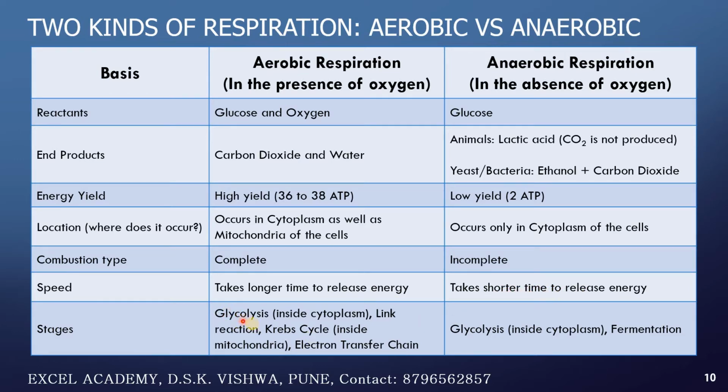Aerobic respiration goes through different steps. One of them is glycolysis. We are going to study this in detail in the next slide. Then link reaction, Krebs cycle, which occurs inside the mitochondria, and electron transfer chain, which also takes place inside the mitochondria. Whereas anaerobic respiration has only two steps, namely glycolysis, which takes place in the cytoplasm, and then fermentation.